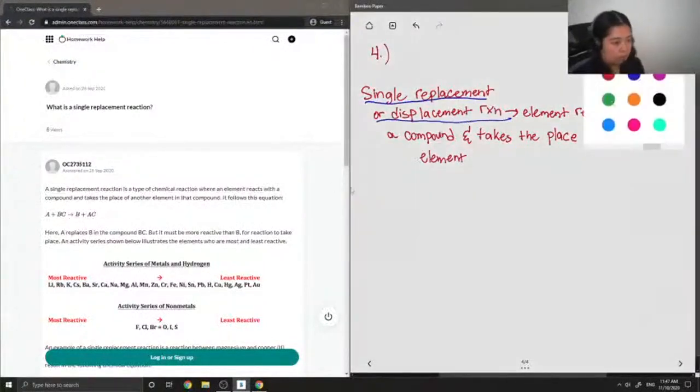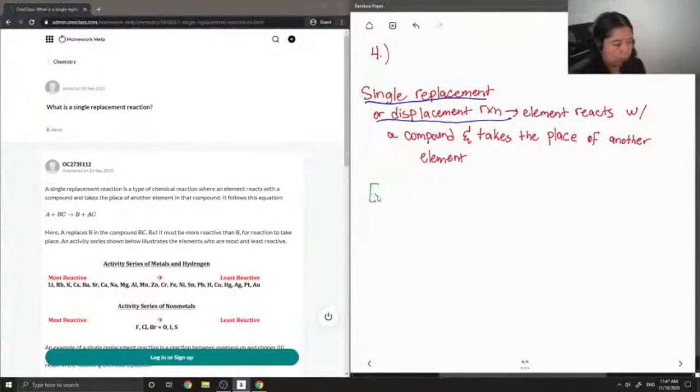Okay, so I'm just going to write down an example. Okay, so let's say we had zinc plus hydrochloric acid produces zinc(II) chloride plus hydrogen gas.